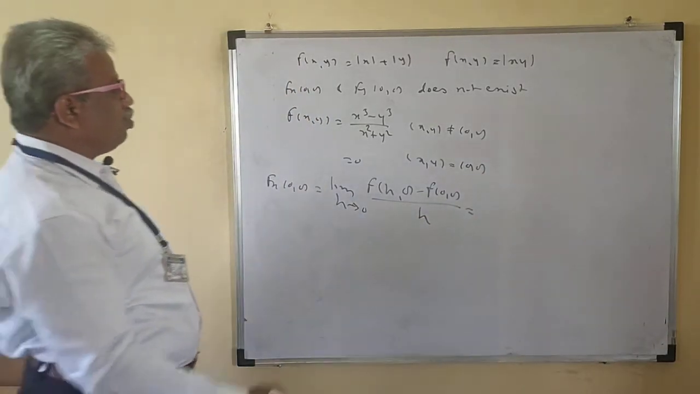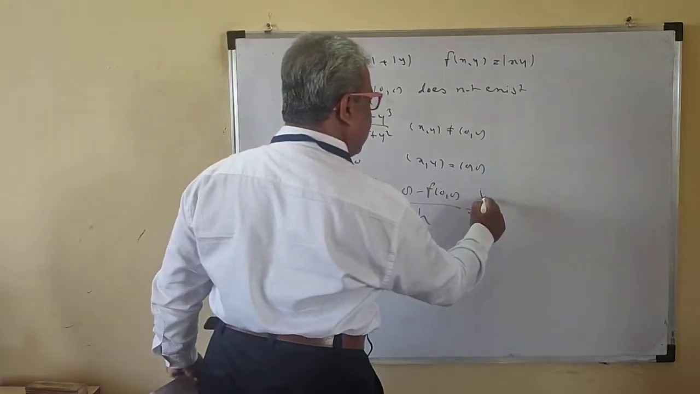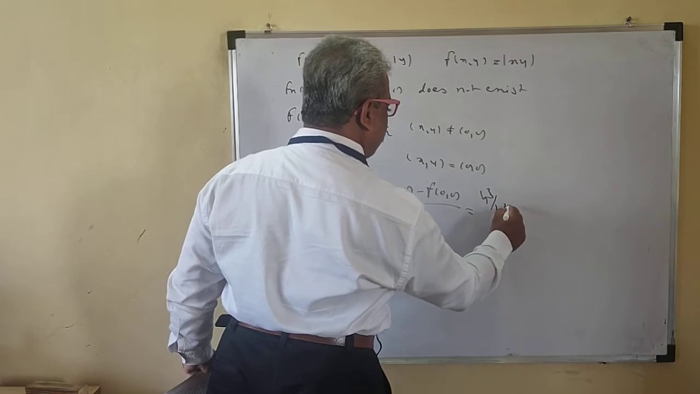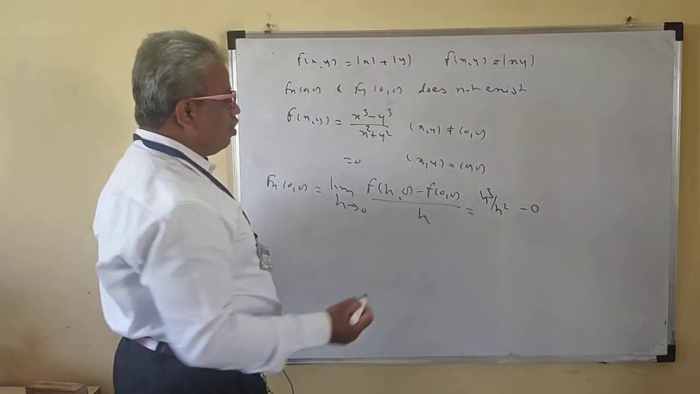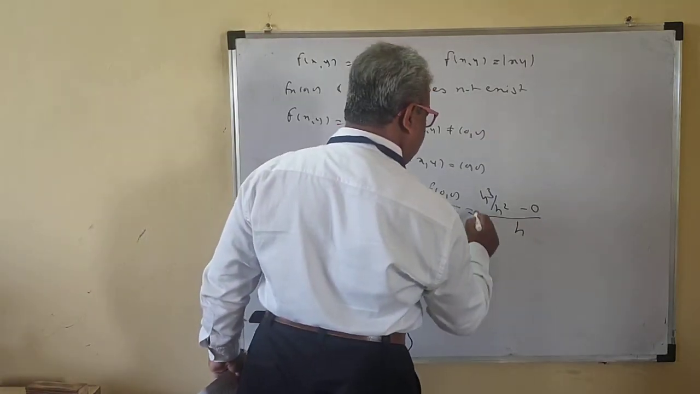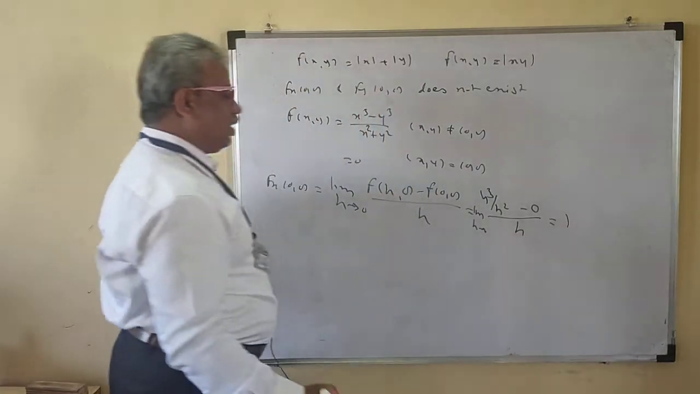So f of h, 0 is 0. You have to put x is equal to h and y is equal to 0. So what happened? This is h cube upon h square minus 0, so f of h, 0 minus f of 0, 0 upon h, limit h tends to 0. So this is h cube upon h cube. So this limit is 1 now.